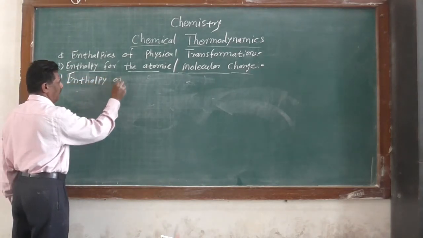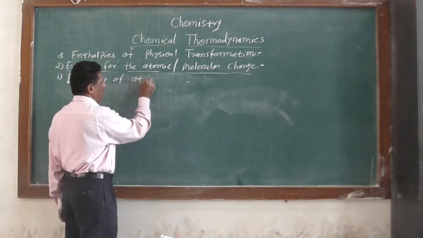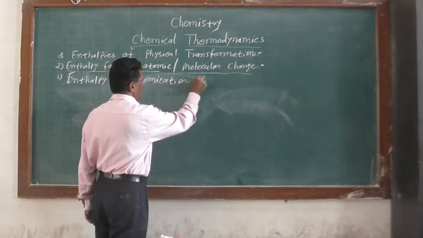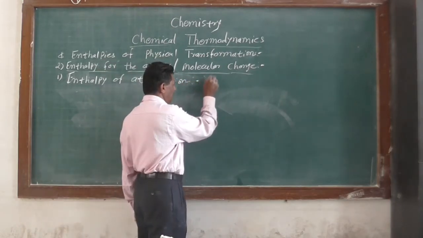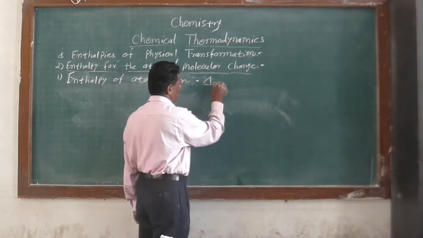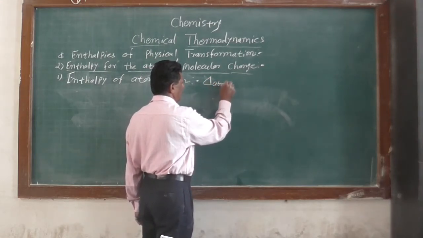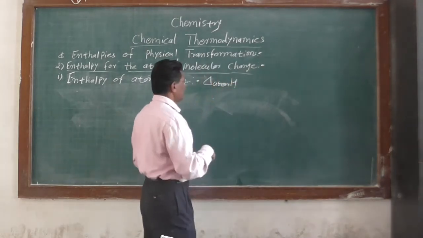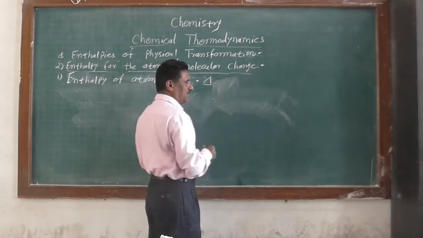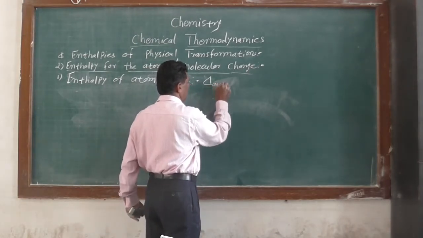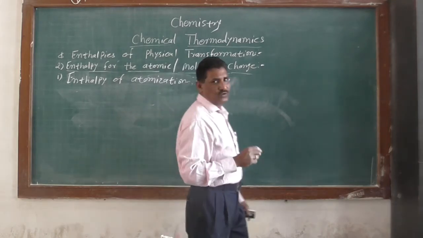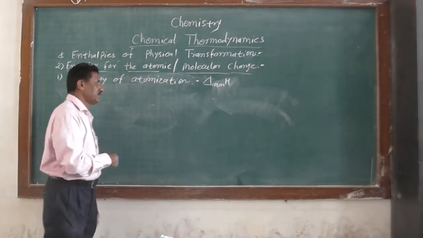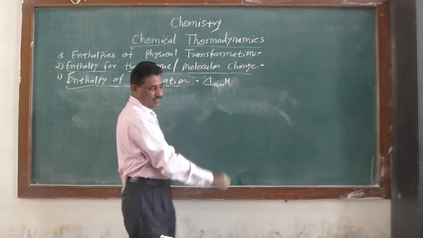Enthalpy of atomization. Enthalpy of atomization denoted by letter delta atomization H, and the definition: change in enthalpy in atomization process, that is called as enthalpy of atomization.